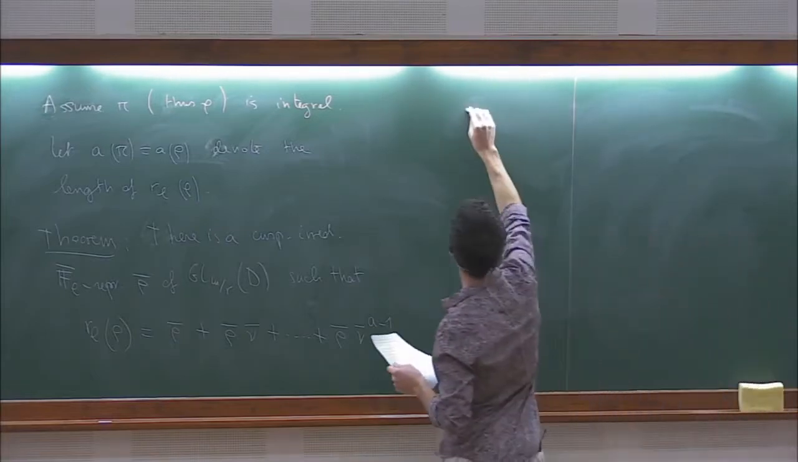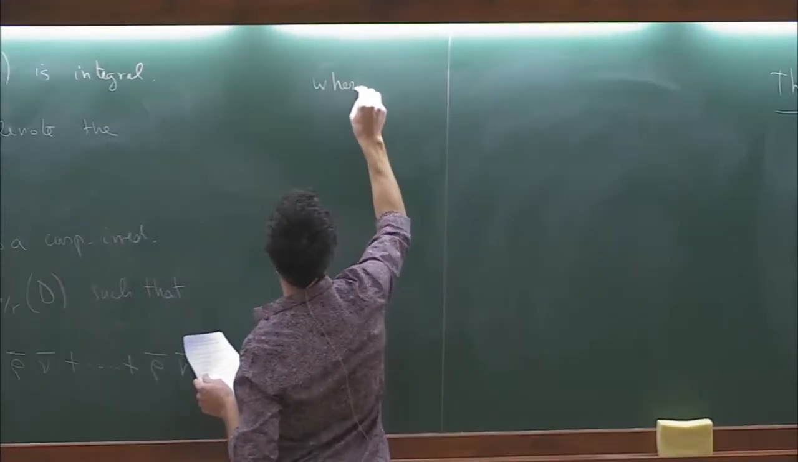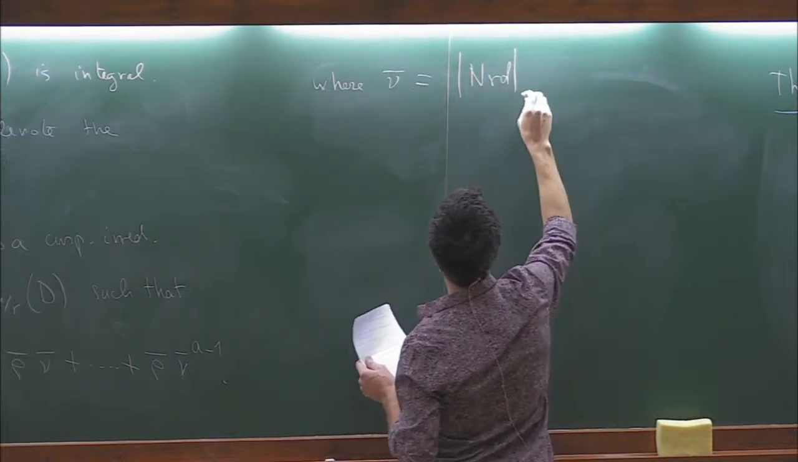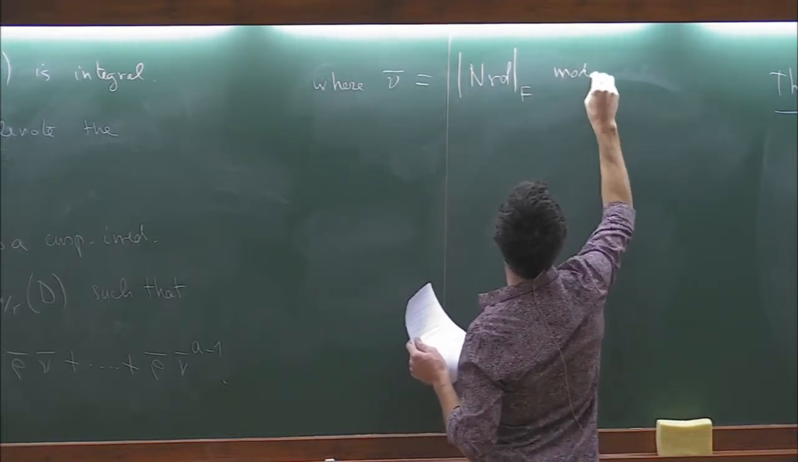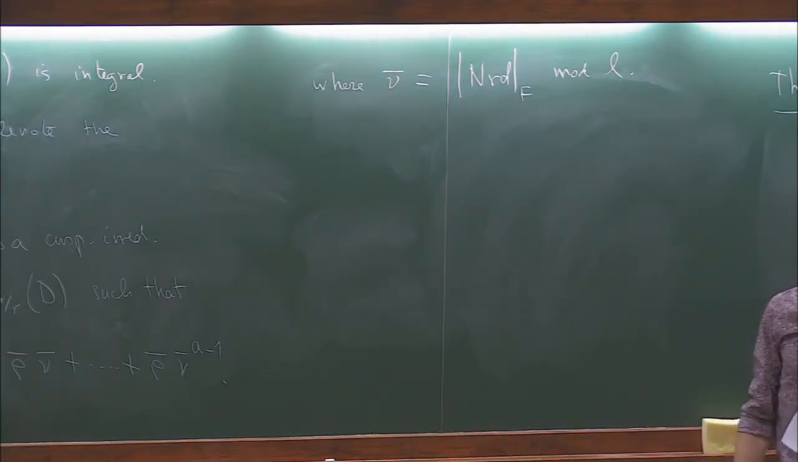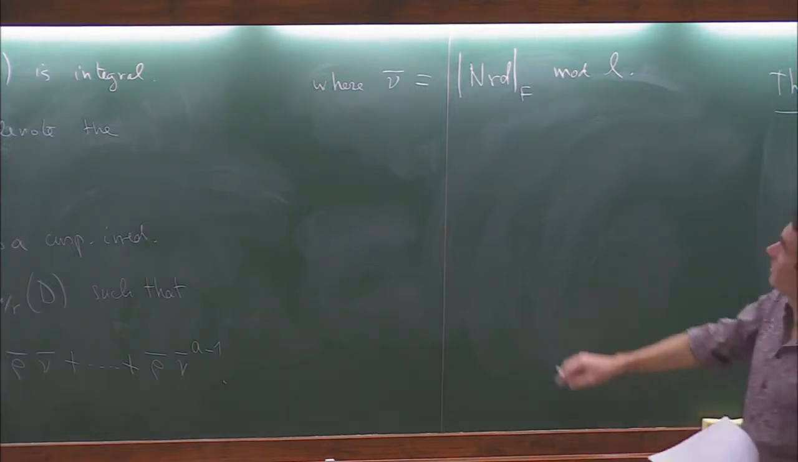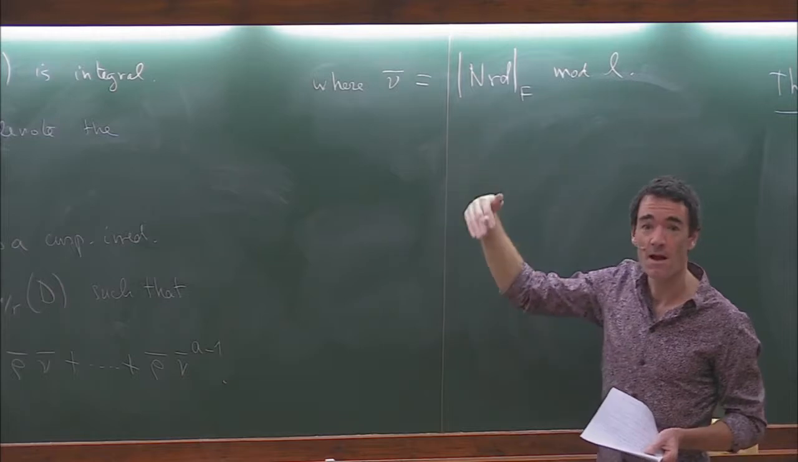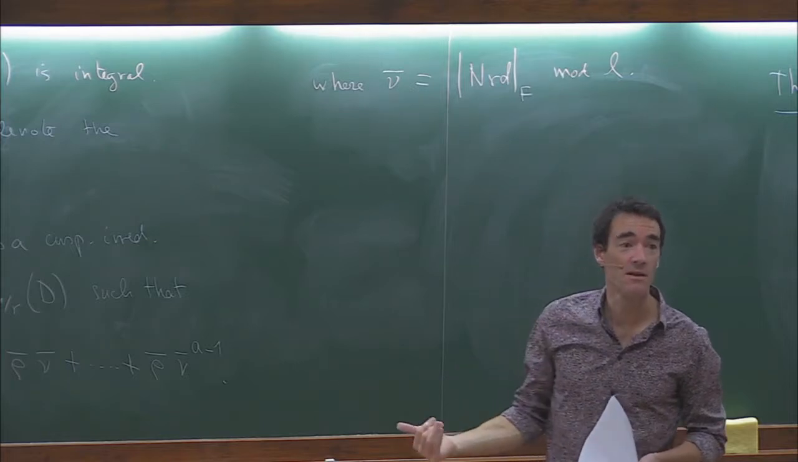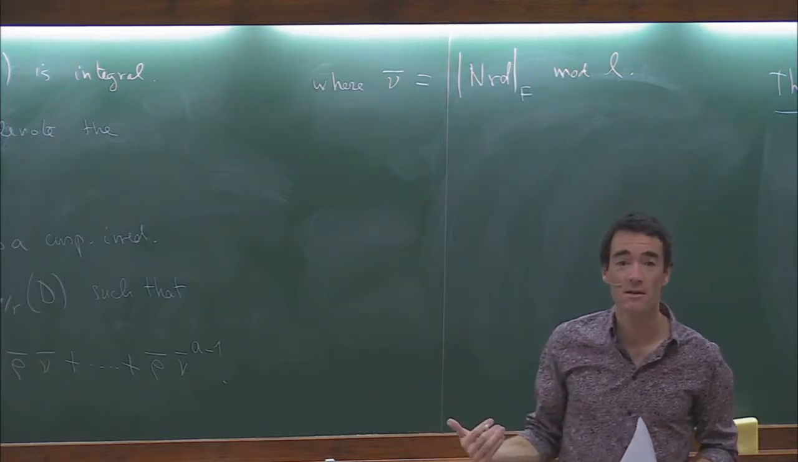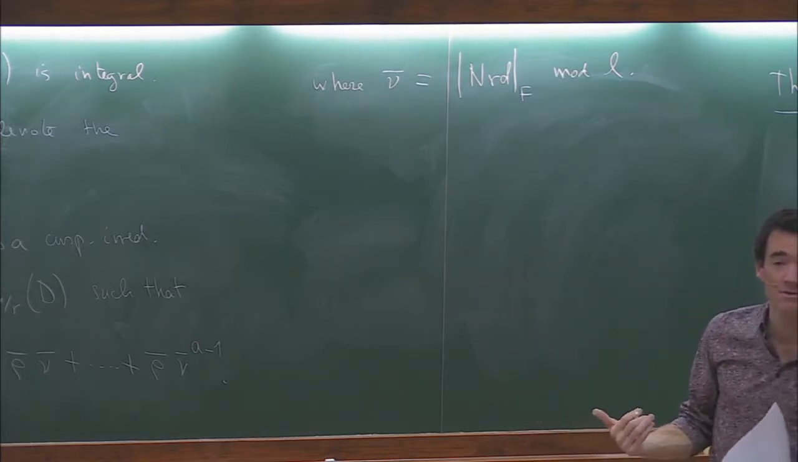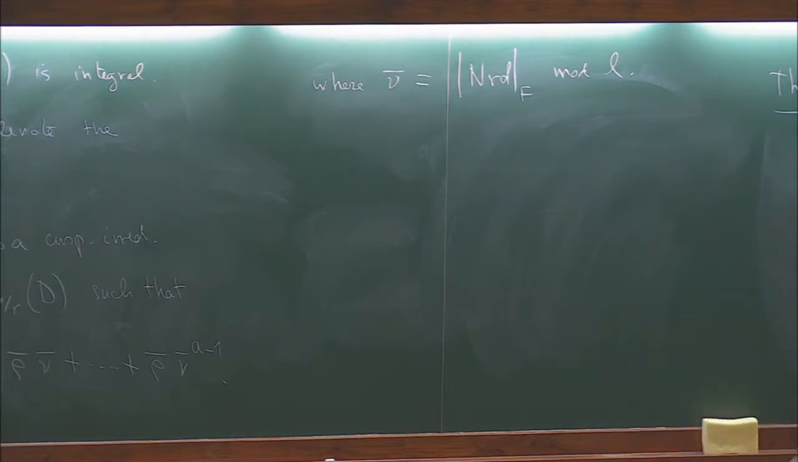Okay, so what is nu bar? Nu bar is the absolute value of the reduced norm, so absolute value with respect to F, modulo L. It makes sense to reduce this character modulo L because the absolute value of the reduced norm has values that are integer powers of Q. And Q is a power of P, so it is prime to L. So it makes sense to reduce it mod L. You get something non-zero, which is a character over F_L bar.